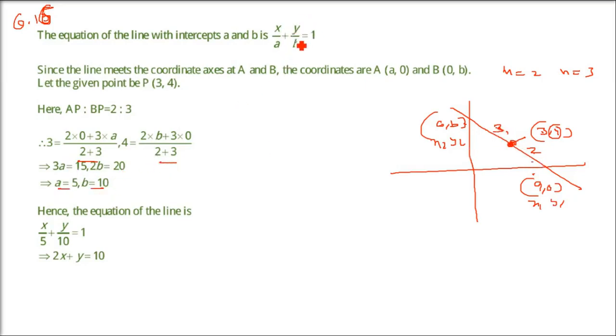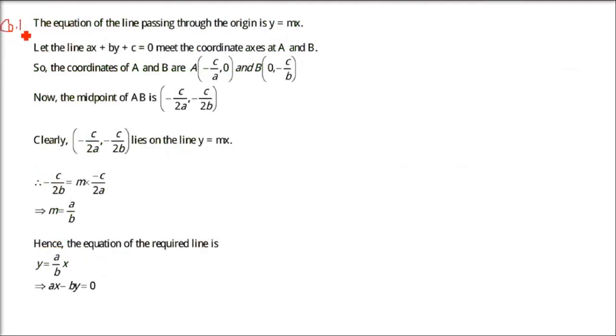Put it here: x by 5 plus y by 10 equals 1. Multiply both sides by 10. You'll get 2x plus y equals 10. This question we have already done, so I just did it quite fast.